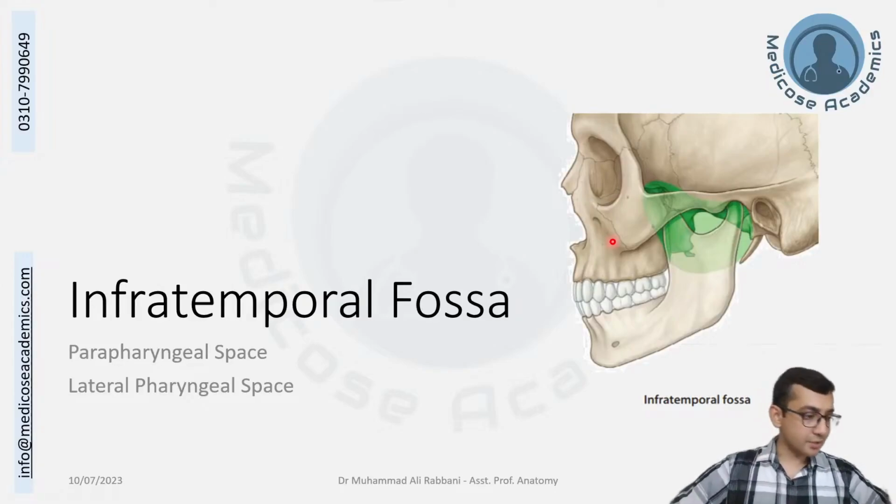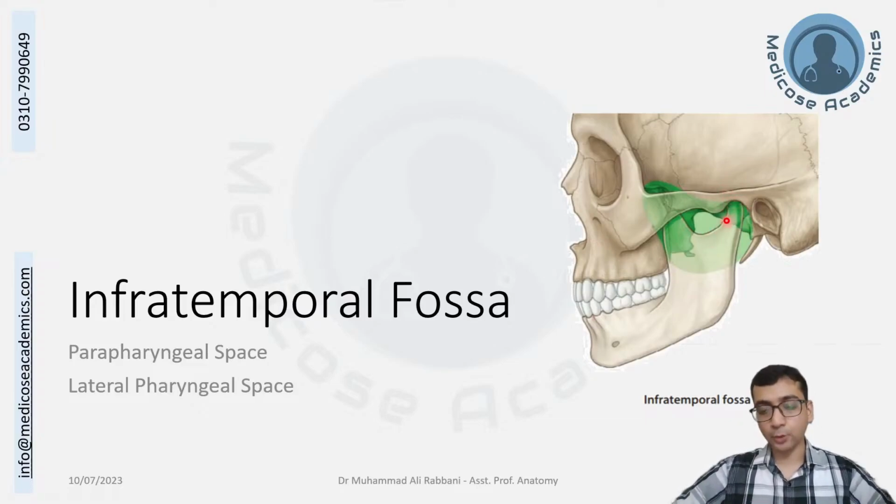We can move on to the next topic. The next topic is infratemporal fossa. Infratemporal fossa, as you can see by the name, it is the one that is below the temporal bone. It is also known as parapharyngeal space. It is also known as lateral pharyngeal space. When talking about the skull, we are talking about the same thing.